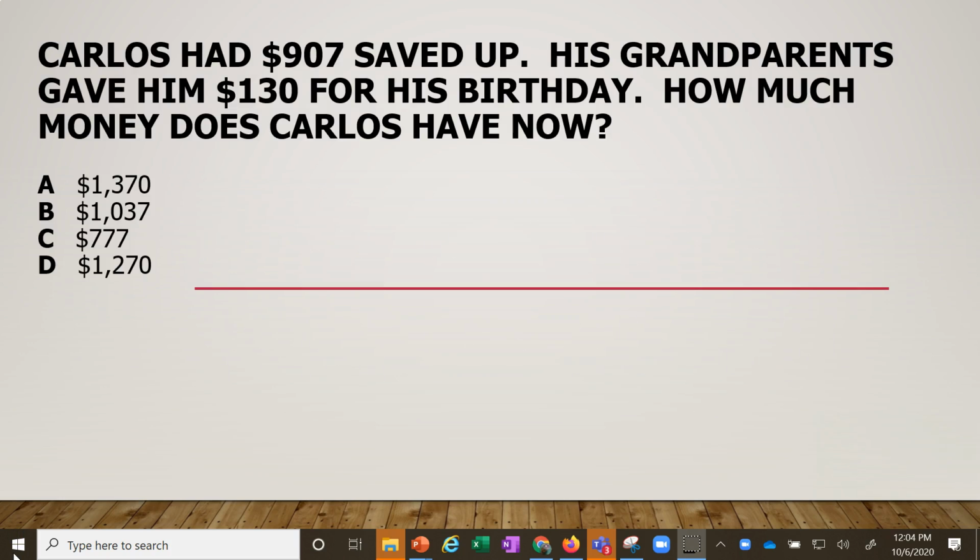This first one says Carlos had $907 saved up. His grandparents gave him $130 for his birthday. How much money does Carlos have now?